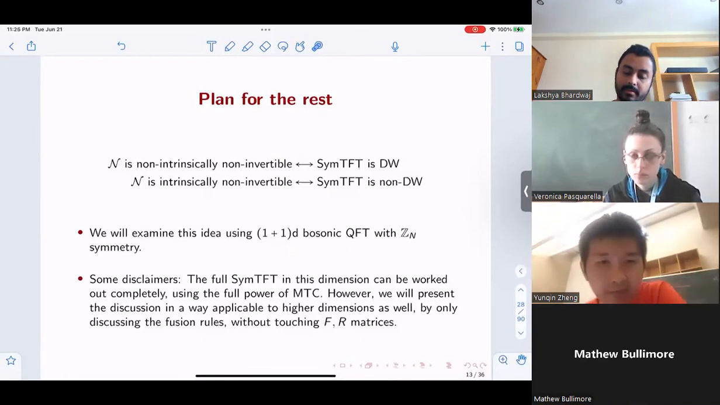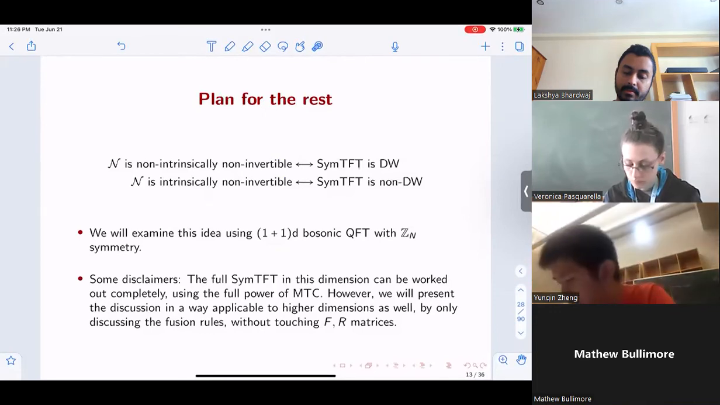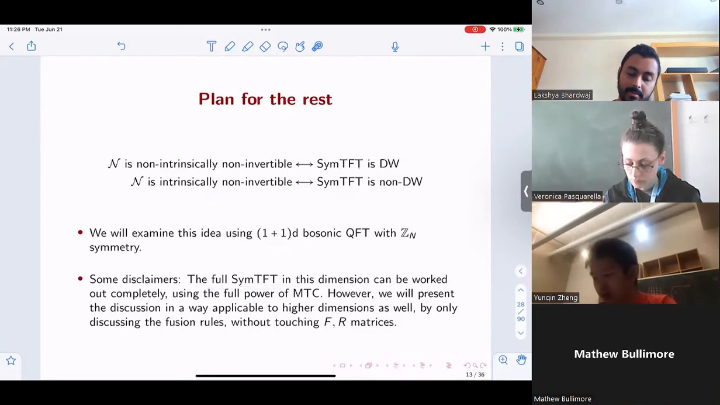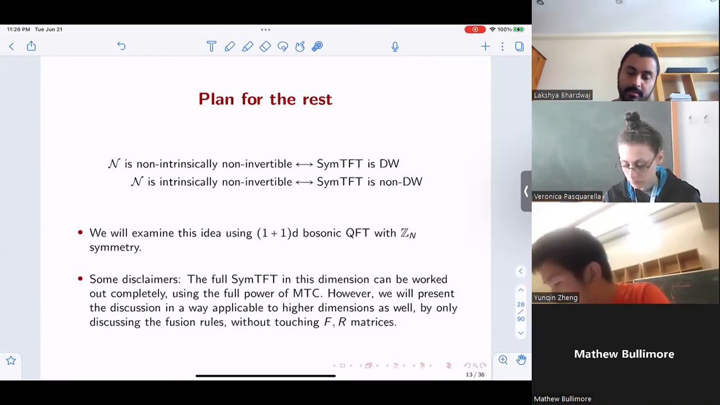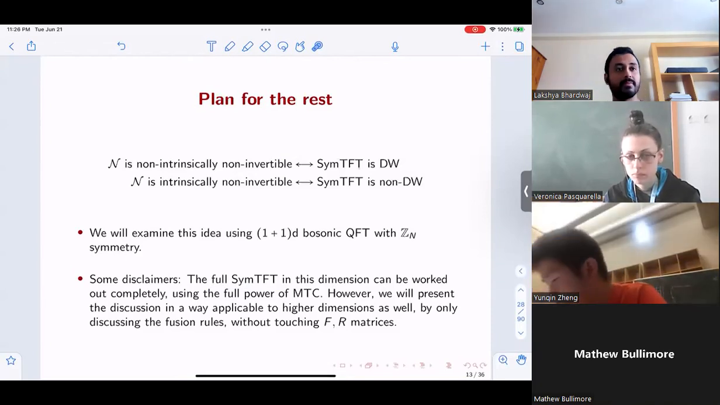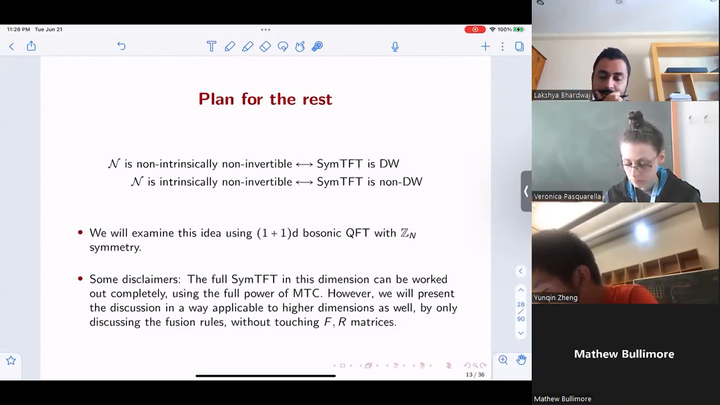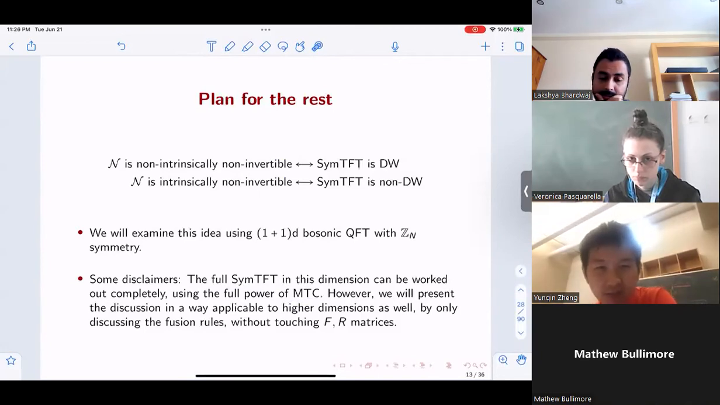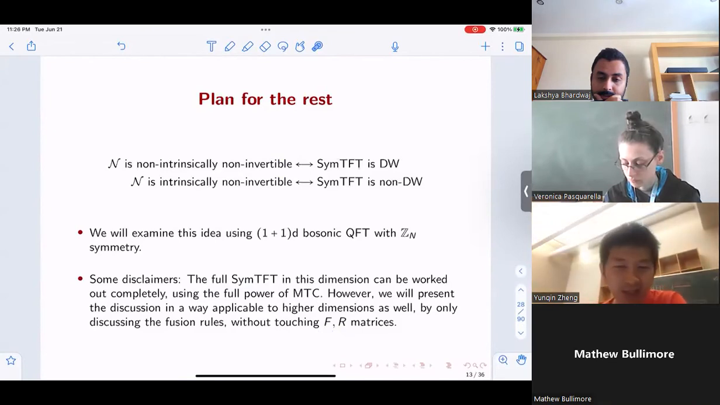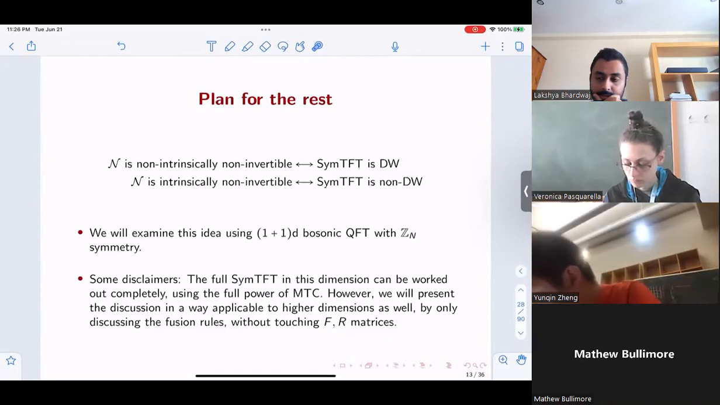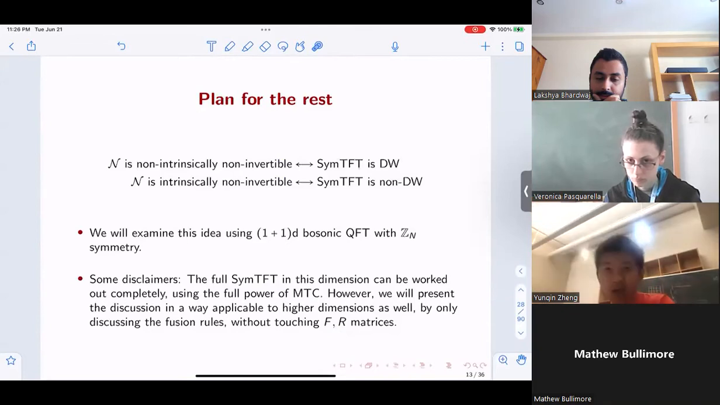I have to mention that the symmetry TFT in this low dimension can be completely worked out by using the full machinery, or full power, of modular tensor categories. However, because our ultimate goal is to understand the symmetry TFT in higher dimensions, I'm not going to use the full power of the modular tensor category. In particular, I will not talk about the F symbols and R symbols and their consistency relations like the hexagon equations. Instead, I'm only going to focus on the fusion rules and the operator contents.